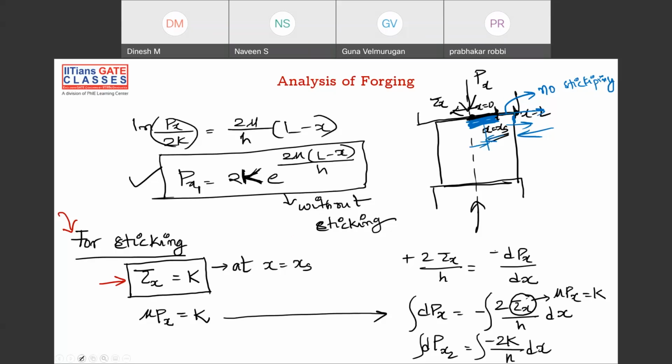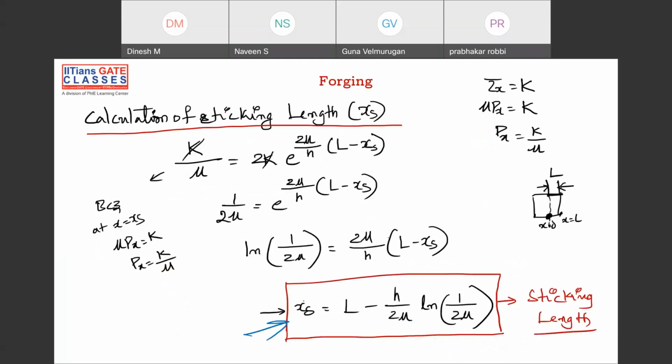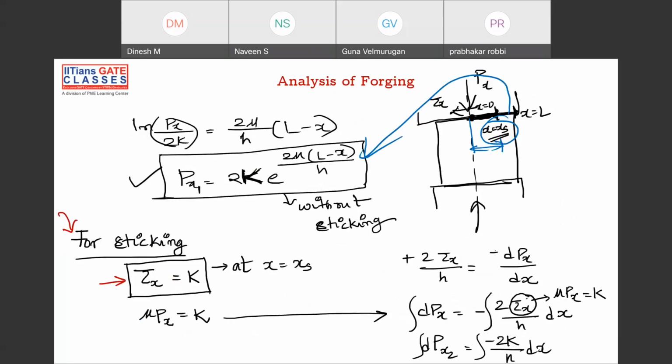The obstruction will give rise to the stress. As we are moving away from the center, there is no obstruction from here, so there is no stress at all, right? That's the reason why the sticking will occur from the center to a certain distance, and that is known as the sticking distance. So for without sticking, this is the formula. For sticking, this is the formula, and for the sticking length, this is the formula. So let's not worry much about it, but this is how you have to do the analysis.